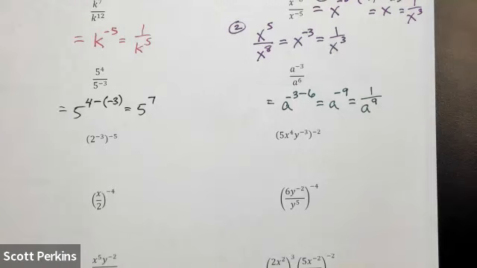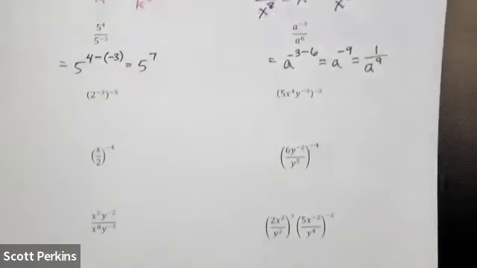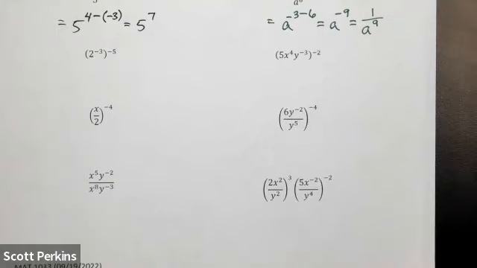Next problem is a power rule problem. Okay, power rule from the front. So 2 to the -3rd raised to the -5th. Take care of that, please.